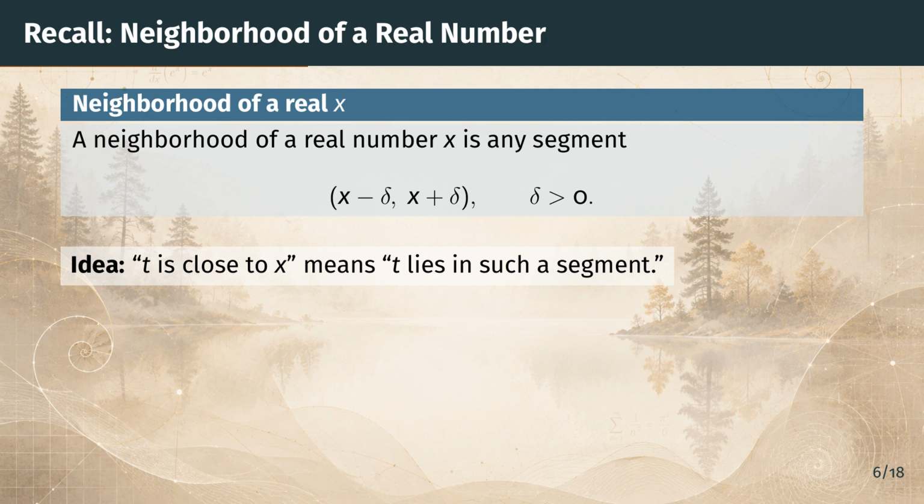Before extending anything, let's recall the familiar case shown in the blue definition block. A neighborhood of a real number x is just an open segment centered at x, running from x minus delta to x plus delta, where delta is some positive number. Saying that t is close to x is the same as saying that t sits inside one of these segments. The smaller we take delta, the closer we force t to be. Now we want a similar notion of closeness for plus and minus infinity.